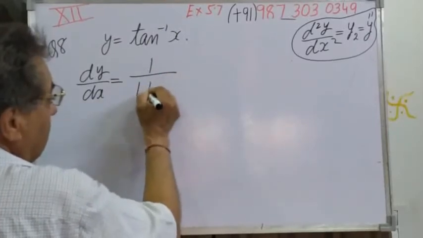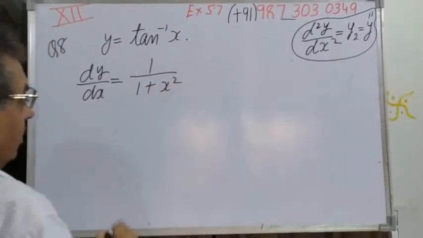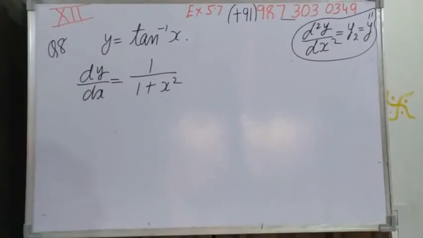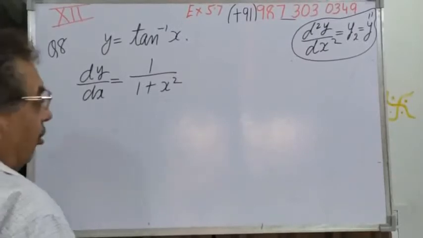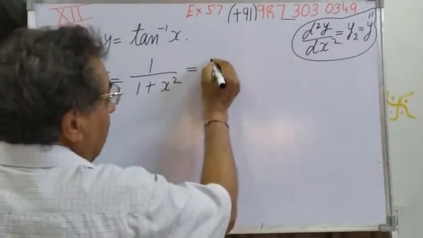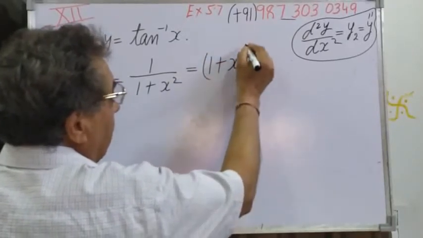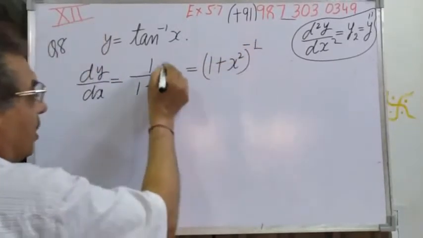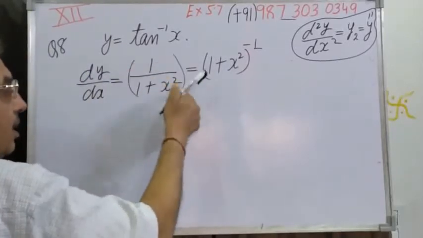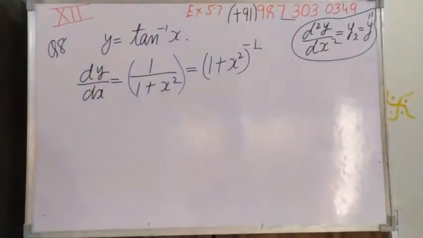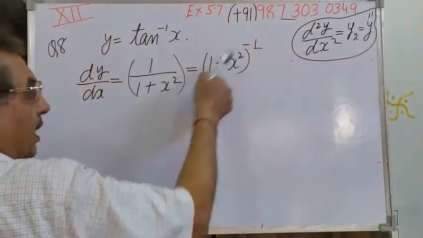That is 1 upon 1 plus x square. Now this is your first derivative, but we have to find the second order derivative. So what I do like this, say (1 plus x square) raised to power minus 1. This can be written like this also. It doesn't make any difference. It has been taken to the numerator with the negative sign.